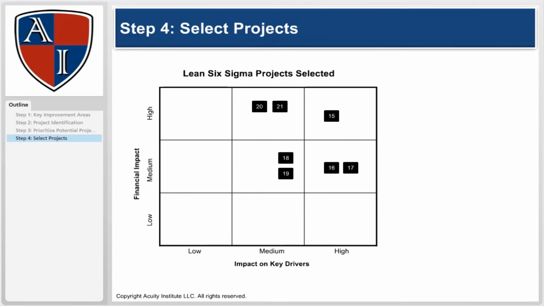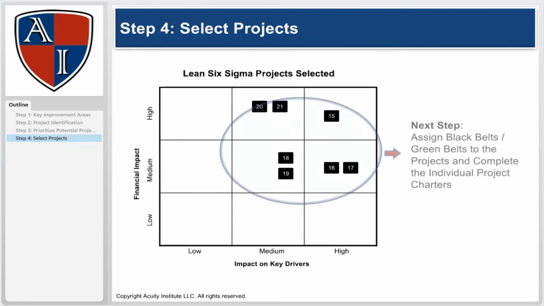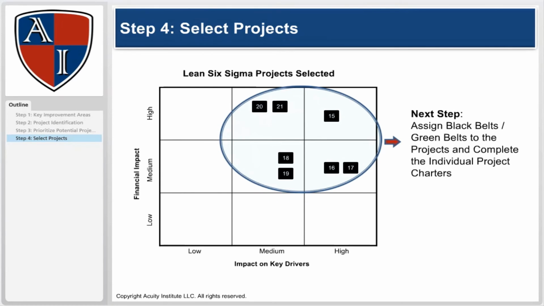Now that you have prioritized your potential Lean Six Sigma projects, the next step is to select the projects you plan to move forward on. In doing this, you also need to assign black belts and/or green belts to manage the selected projects.